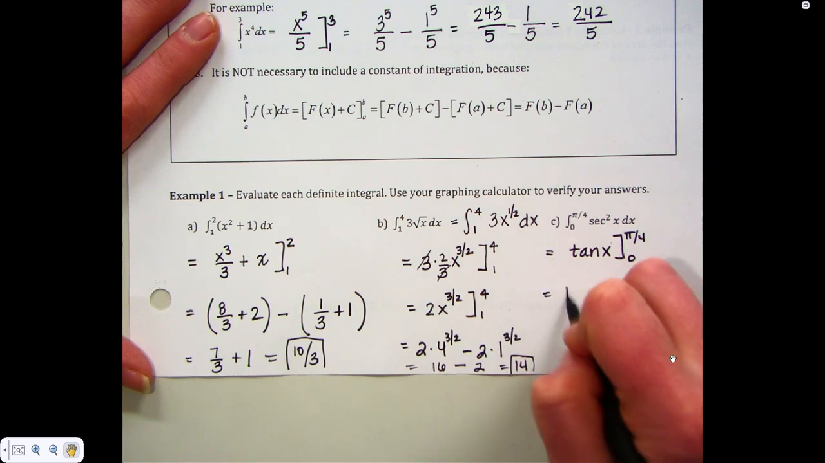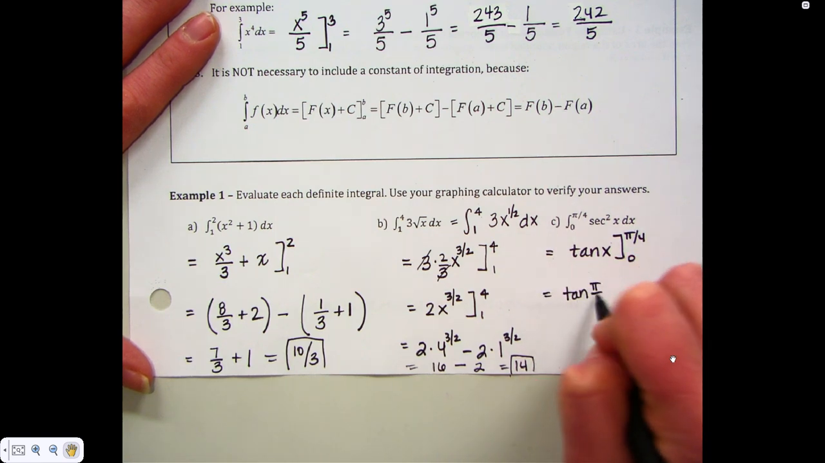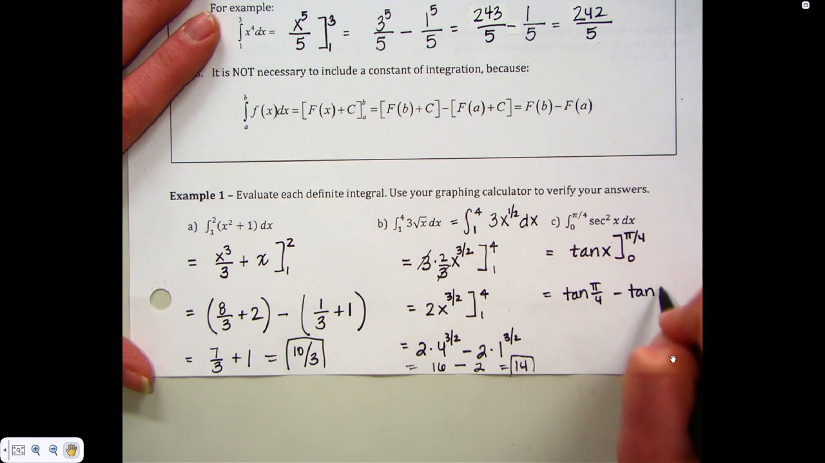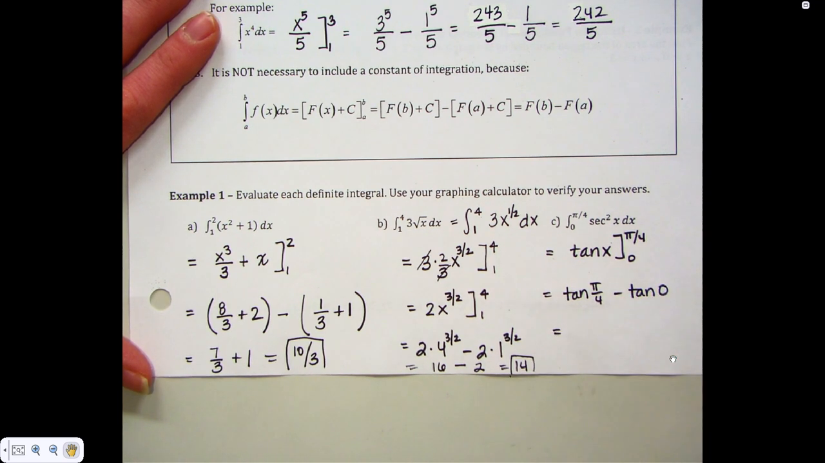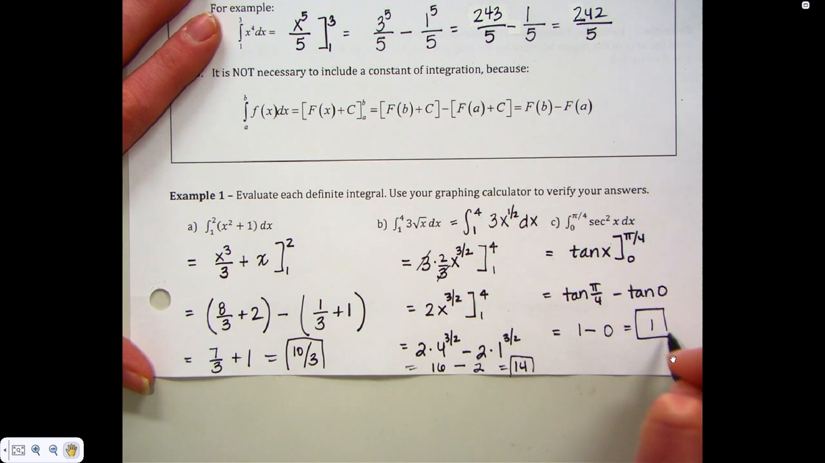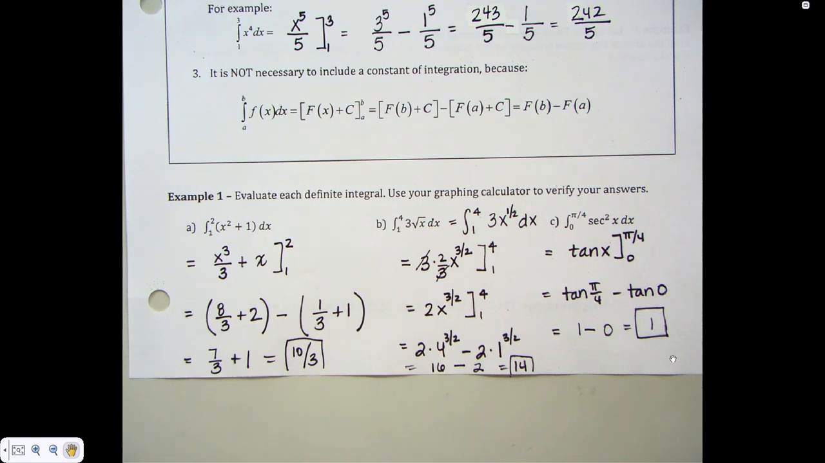So here I'm going to plug in the top. Tangent of pi over 4 minus the tangent of 0. Use your unit circle knowledge. Tangent of pi over 4 is 1. Tangent of 0 would be sine over cosine. Sine of 0 is 0 over 1, so we get a 0. And the area underneath that secant squared curve is exactly 1.